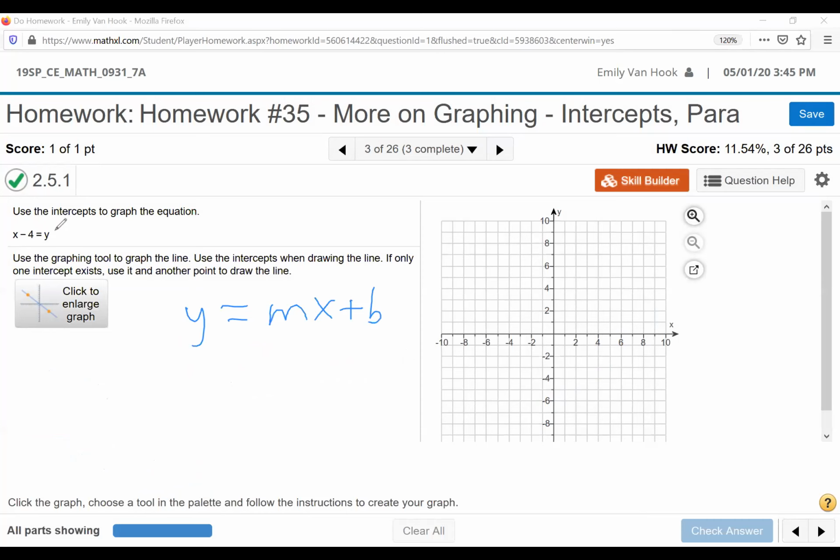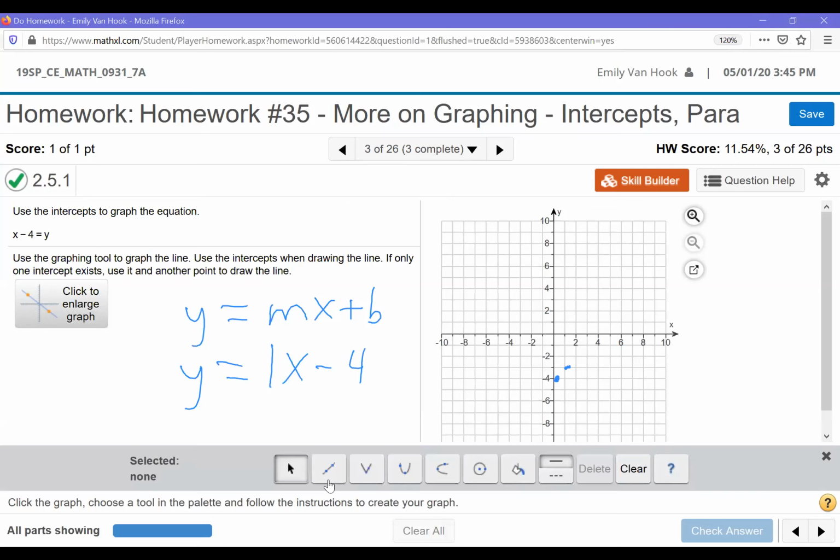So in this problem, if I were to rearrange it, y equals x minus 4, what you might do is, okay, I'm going to start at the y-intercept of negative 4, and then my slope is 1, so I'll go up 1 over 1. It's going to be marked wrong, unfortunately, even though your line would technically be right. So watch what happens if you do it that way.